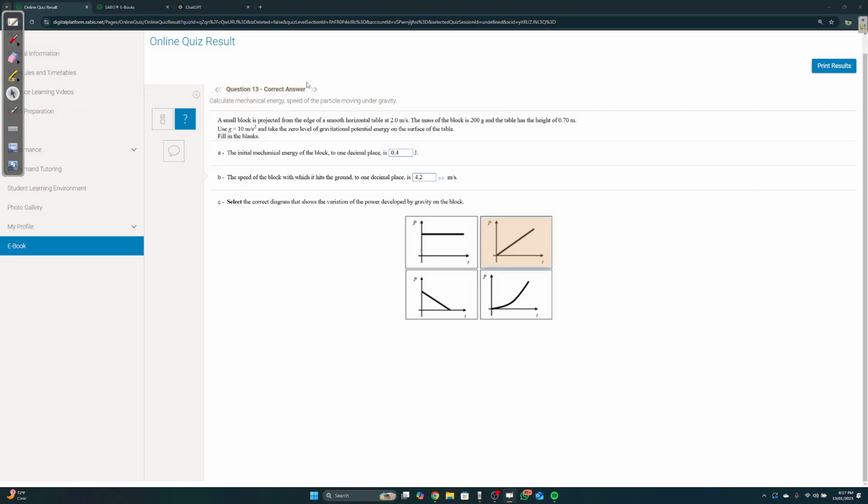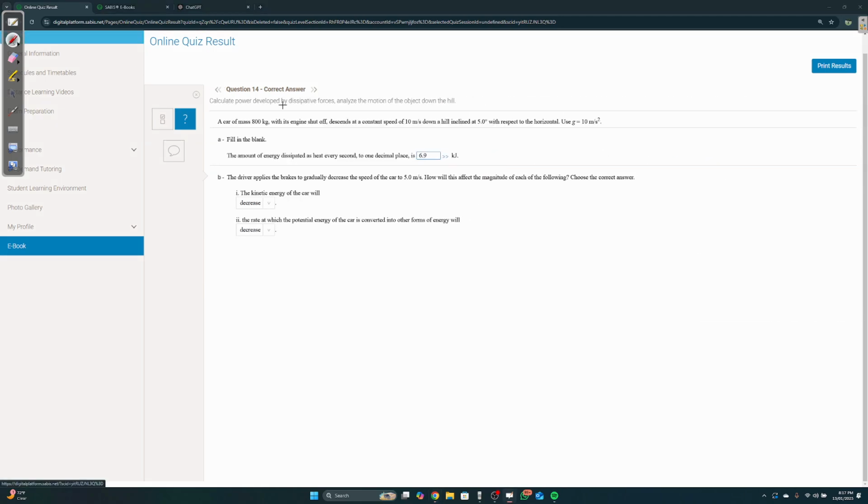Simple as that. Question 14. A car of mass 800 with its engine shut off descends at a constant speed of 10 meters per second down a hill inclined at 5 degrees with respect to the horizontal. The amount of energy dissipated as heat every second, to one decimal place, is how much? For the energy dissipated as heat, we're talking about friction, right? In other words, work done by friction, which is equal to the force of friction times the distance.